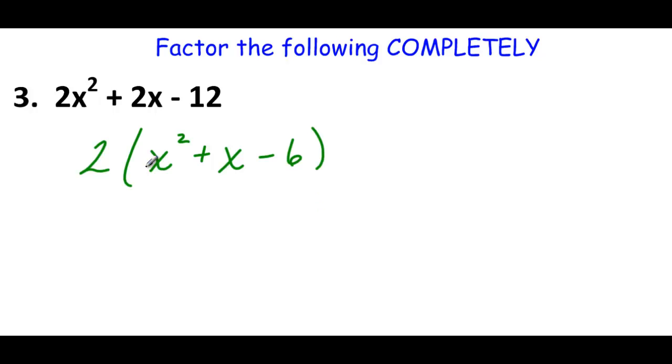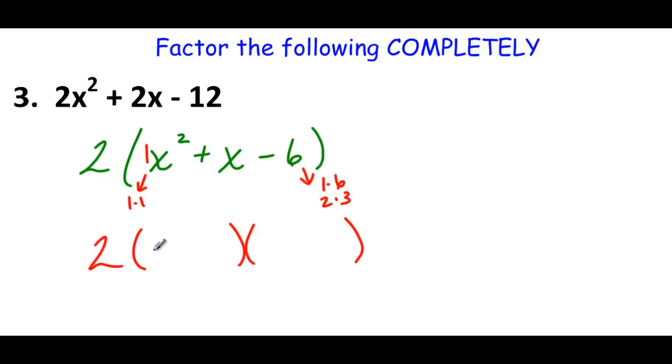So now if I look at my inside trinomial, here's a 1, which my factors are 1 times 1. Here's a 6, which is 1 times 6, or 2 times 3. Now sometimes this will be able to factor on further, sometimes it won't, but you won't know unless you try. So I know I have a 2 on the outside. Let's see if this is my final answer or if I can go further.